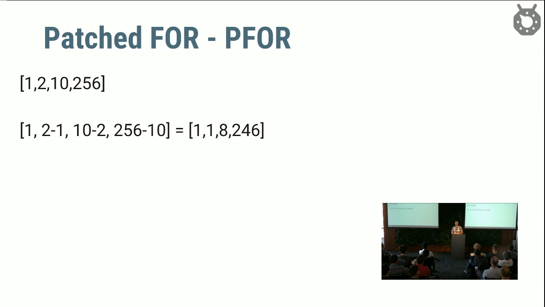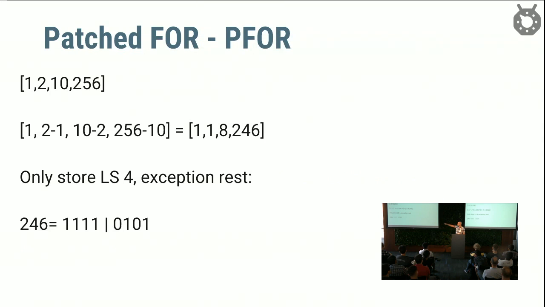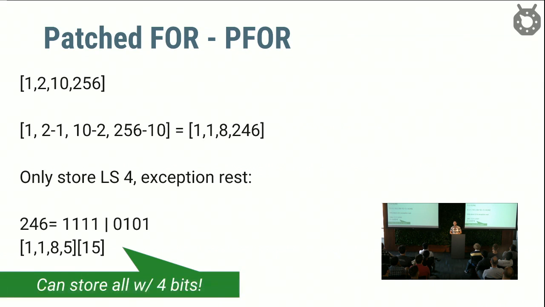What patched frame of reference will do is say, hey, let's take this exception. Let's mark an exception value, which is the one that's way too high, and leave some of its bits in the array and truncate the rest of the bits to another array. So here, 246 is in binary 1111 and 0101. If we leave the 0101 in the original array, we get 5, and then we take the upper 4 set bits, which equals 15, and put that in another array. Now the entire thing can be compressed with 4 bits per value across the board.